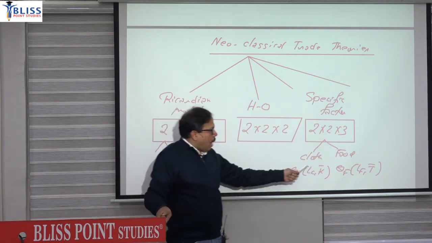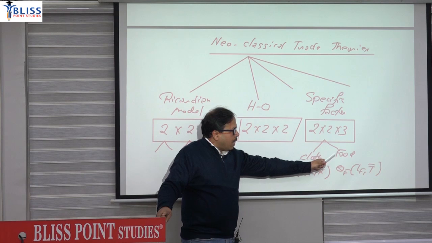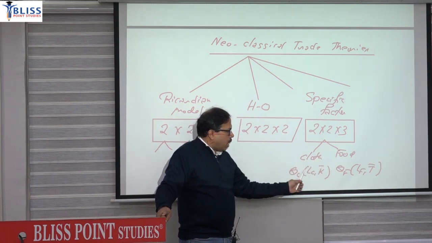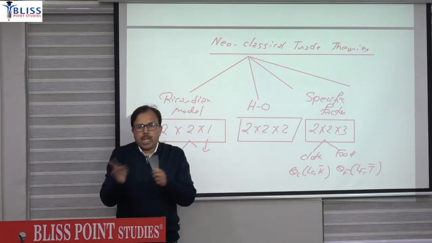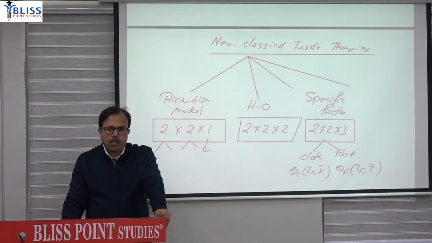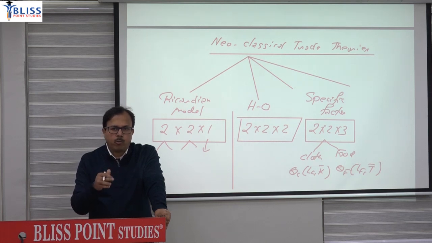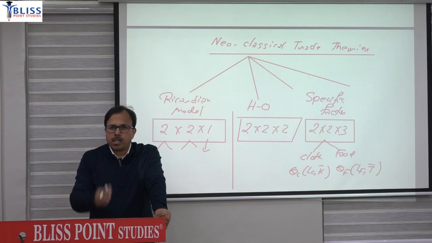That means capital cannot move from cloth to food, land cannot move from food to cloth, but labor can move from cloth to food. In the HO model also there are two factors of production, but both can move from one industry to the other industry. In the Ricardian model, there is only one factor of production, but that factor can move from cloth to food or cheese to wine. In the HO model, there are two factors, both can move from one industry to the other industry, but they cannot move from one country to the other country. In the specific factor model, there are again three factors of production, but only one can move from one industry to the other industry. The rest two are specific, they are fixed.